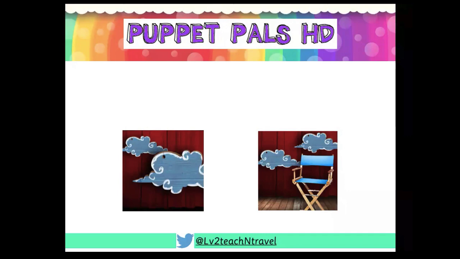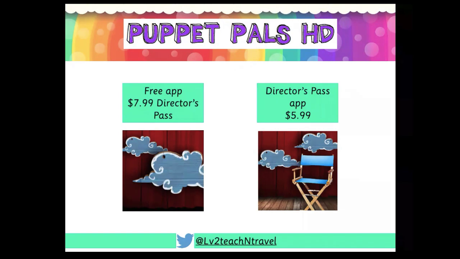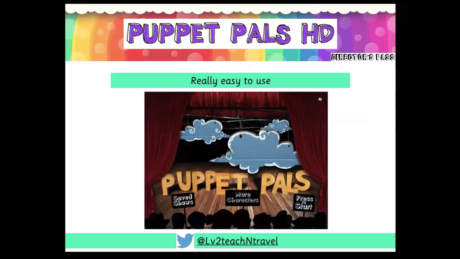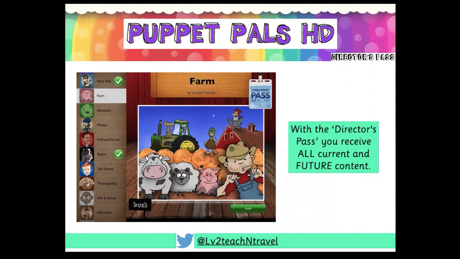And so then I needed to do some investigating and I found Puppet Pals. I thought I was always using the free version, but just recently I realised that I was using the Director's Pass, which costs $6 to use. So I'll be talking about that today. Now, it's an app that is really easy to use. When you have the Director's Pass, you can add as many characters as you want, and you just click more characters, and then students can choose from a range of characters that are set up, and so you actually have access to all current and future characters, which is really cool, and they come with their own set of backgrounds as well.